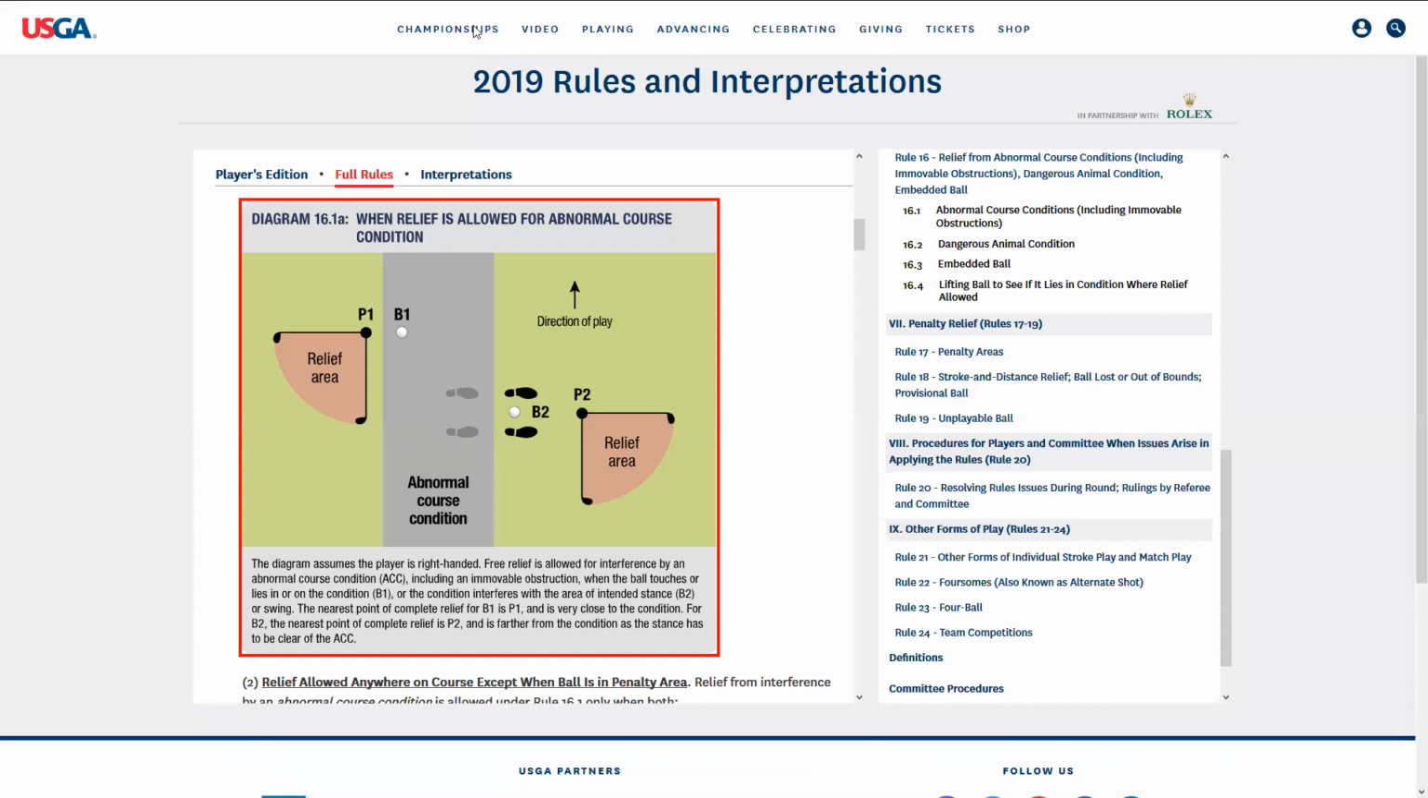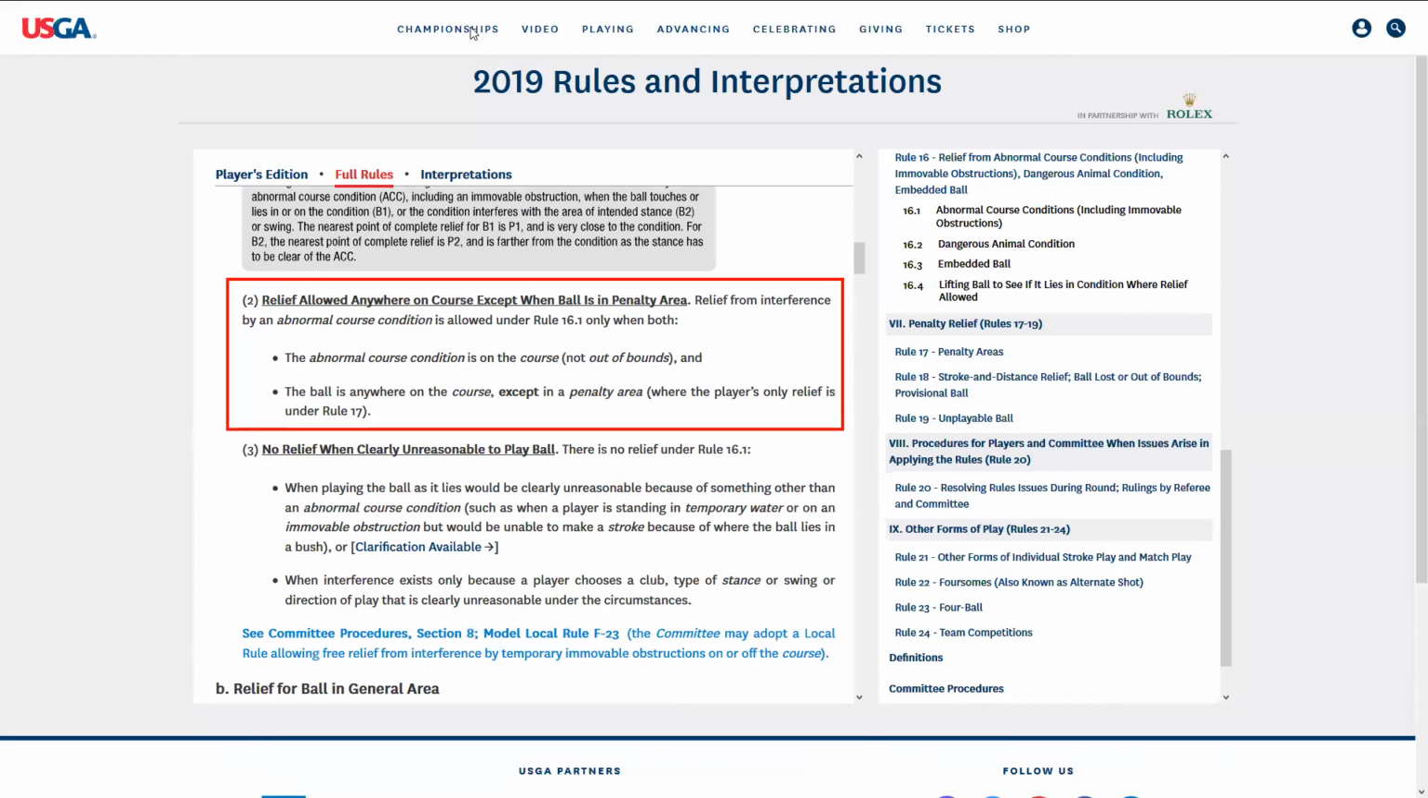All right, paragraph 2 at the top of page 135. Relief allowed anywhere on course except when ball is in penalty area. Relief from interference by an abnormal course condition is allowed under 16.1 only when both the abnormal course condition is on the course, not out of bounds, and the player is anywhere in the course except in a penalty area, where the player's only relief is Rule 17. So this is the rule that says if the temporary water is out of bounds, it's still called temporary water, but the relief is the same. You don't get relief because the temporary water is not on the course.